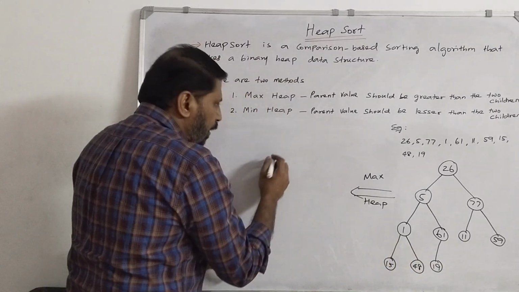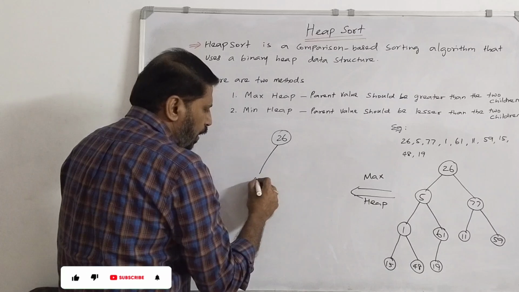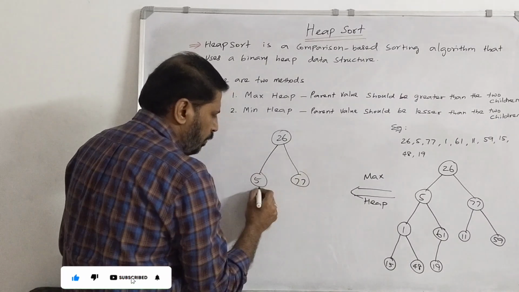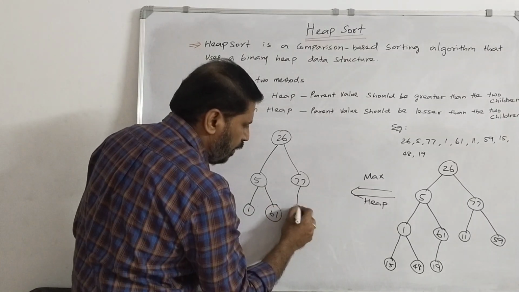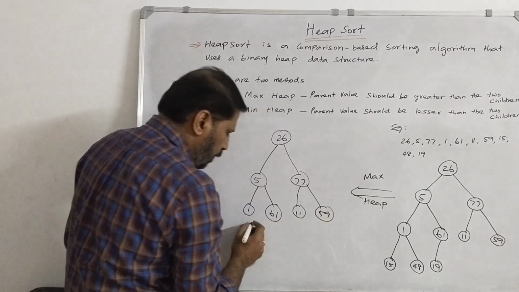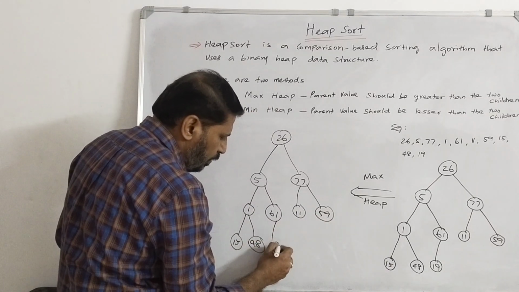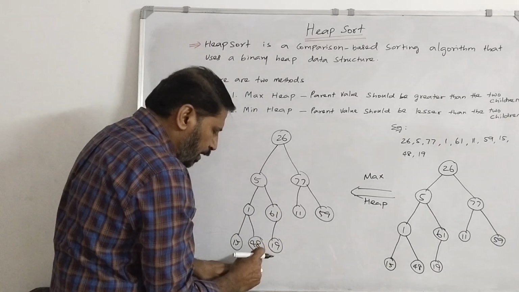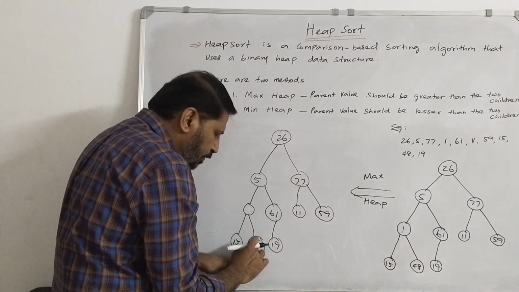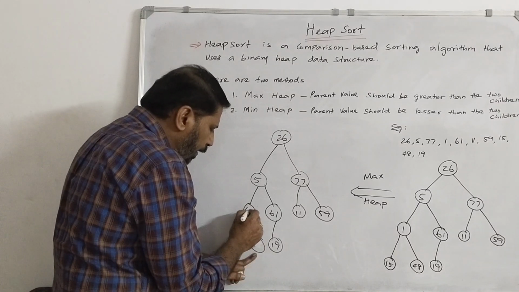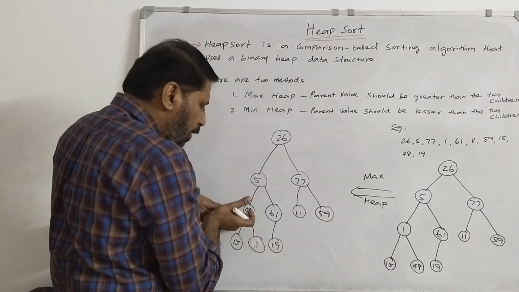So that's why we are constructing 26, 5, 77, 1, 61, then 11, 59, then 15, 48, then 19. Okay, so this is over. Then we come here: 48 is compared with 1, so 48 is swapped with it. 48 comes here, and 1 comes here. This level is over. Now I come to the previous level.